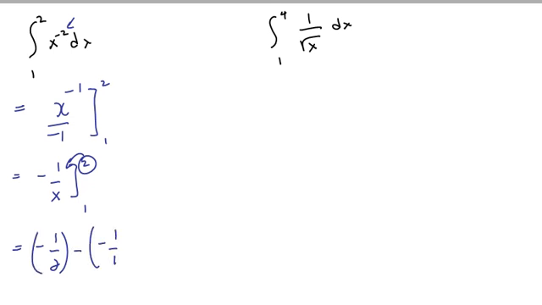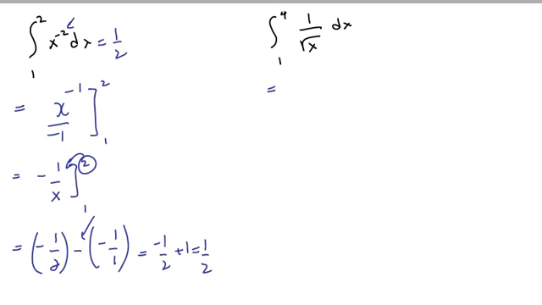subtracting the bottom one. And I would always use brackets because it's so easy to mess up these negative signs here. So we've got -1/2 plus 1, which is 1/2. So the integral between 1 and 2 is equal to 1/2. Let's do a second example.